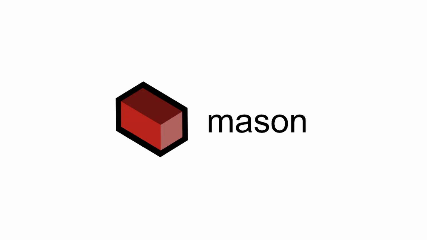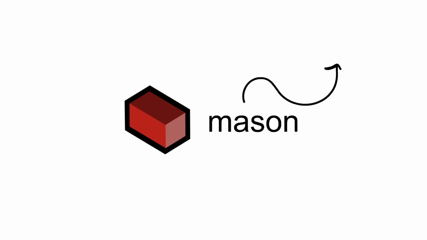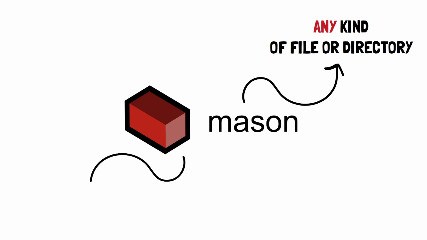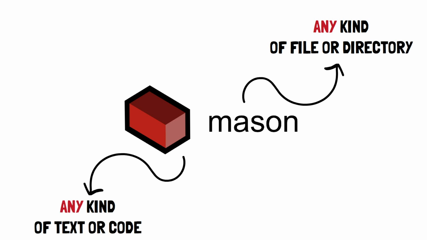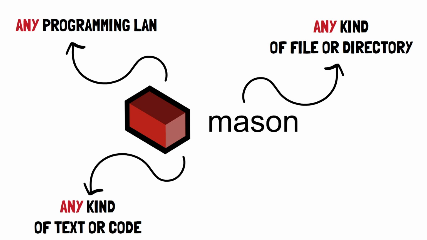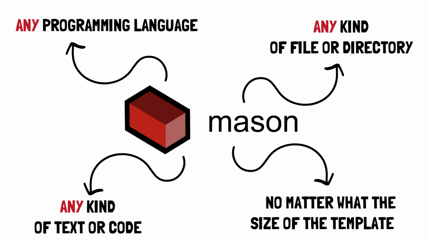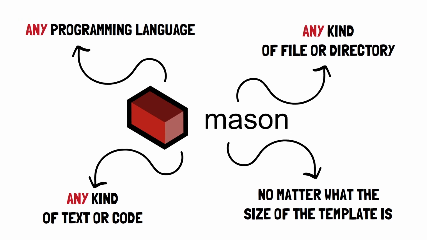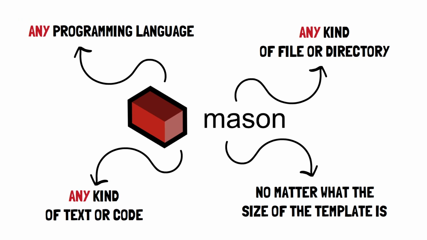So, having all of this in mind, you need to know that Mason can be used to generate any type of file containing any kind of text or code written in any of the available programming languages. This code can be generated from bricks of any size, ranging from a file containing few lines to hundreds of files and directories. Enough with the technical introduction.